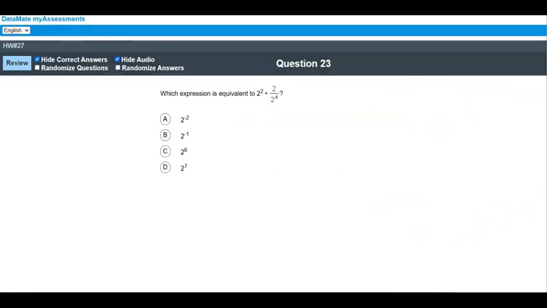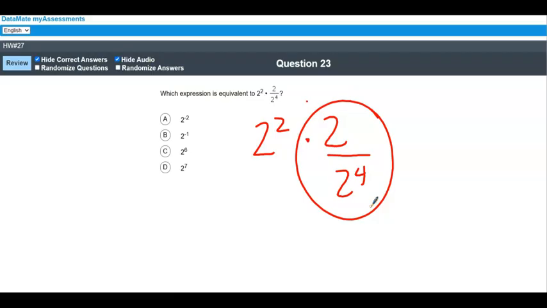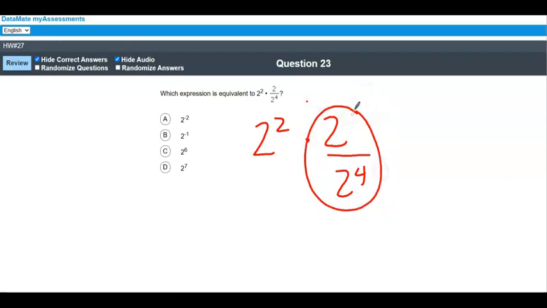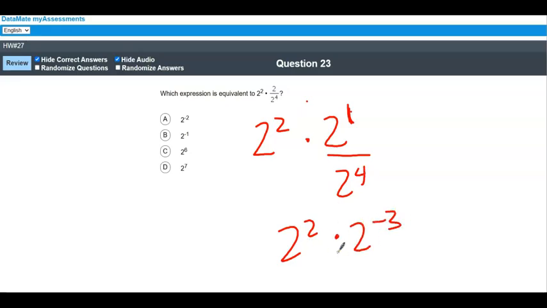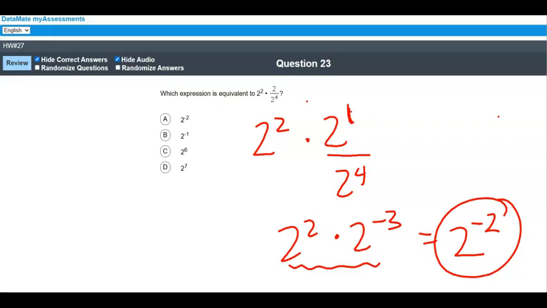Question 23 is again using our exponent rules, and we have two problems here. Multiplying like bases, but we also have a quotient of like bases. So I'm going to perform this operation first. I'm going to leave my 2 squared, but now I have 2 to the first, subtract 1 from 4 and 4. So 1 minus the bottom exponent gives me negative 3. And now, when I multiply like bases, I keep the base the same and add the powers together. So 2 to the negative 2 power.